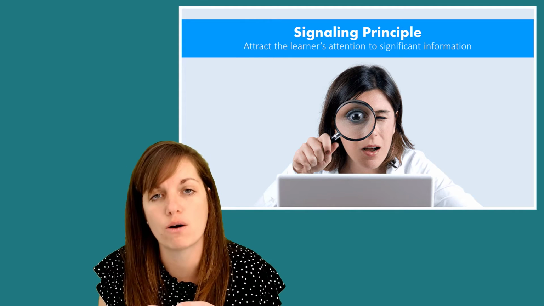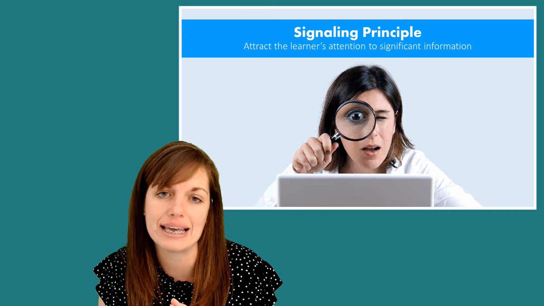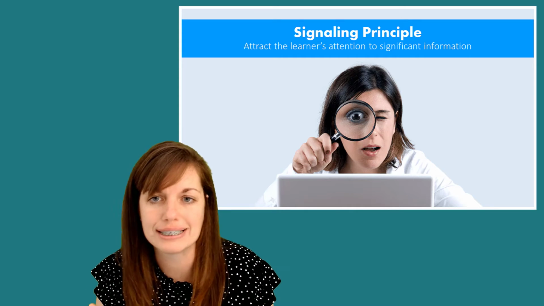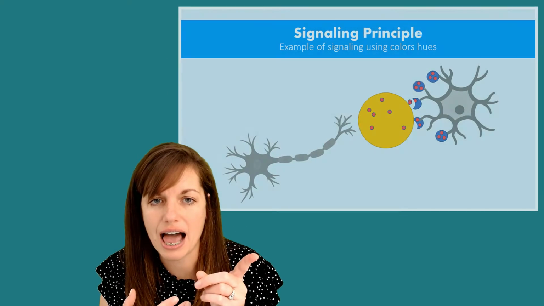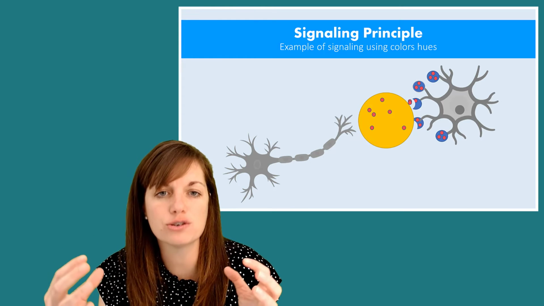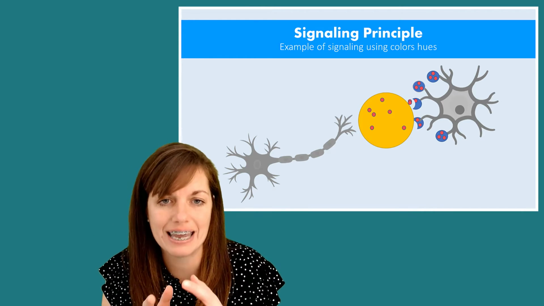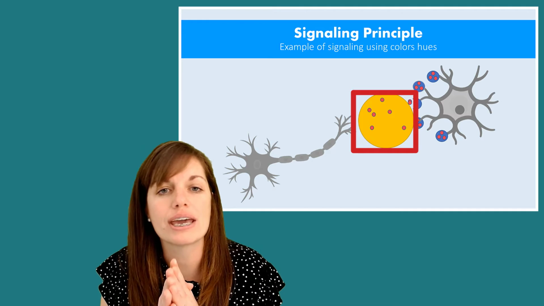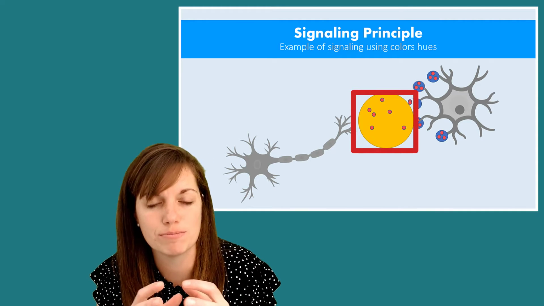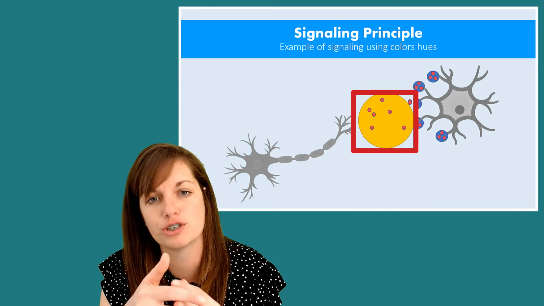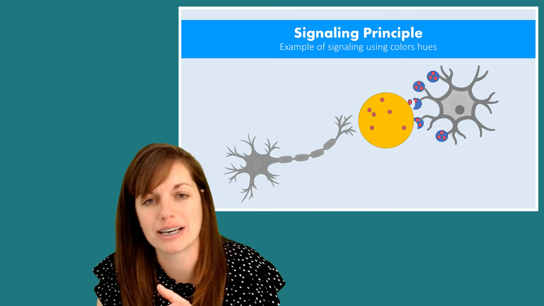Signaling is extremely critical because it forces the learner to focus in on the relevant topic that we want them to gain knowledge or understanding of. Ways we can use signaling are, for example, in this slide here, to highlight or color code a visual so the learner is focusing in on the area that we're talking about. So for example, on this slide here, we can see we are emphasizing neurotransmitters traveling over the synaptic cleft. So we really want the learner to focus in on that synaptic cleft.